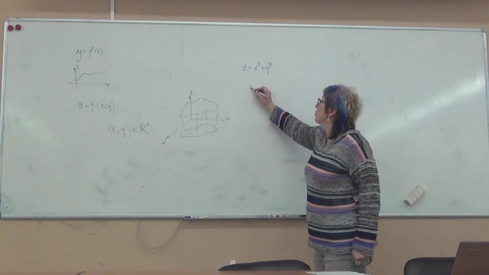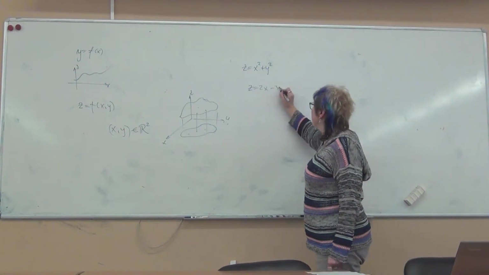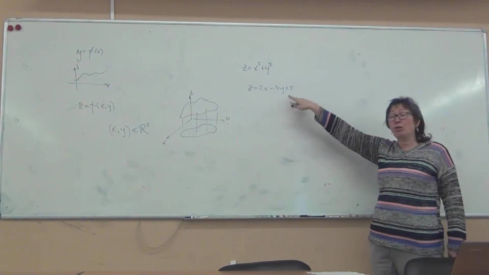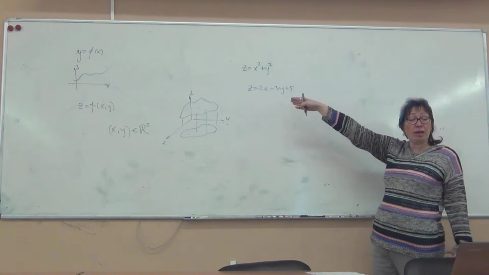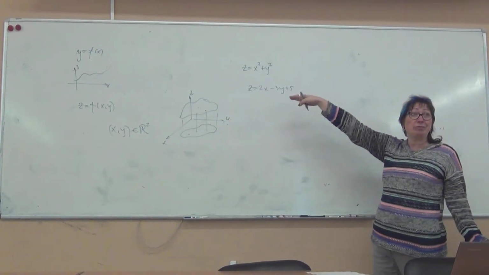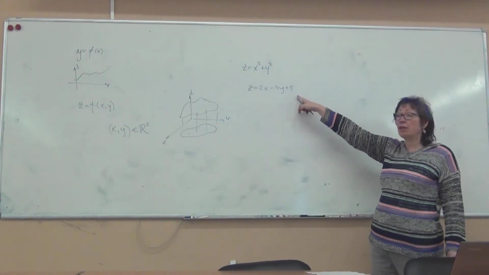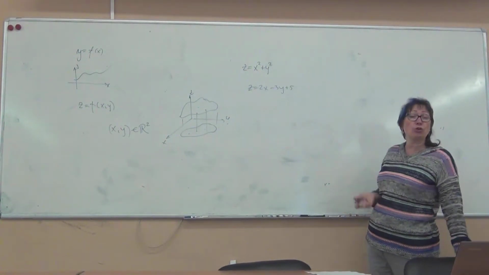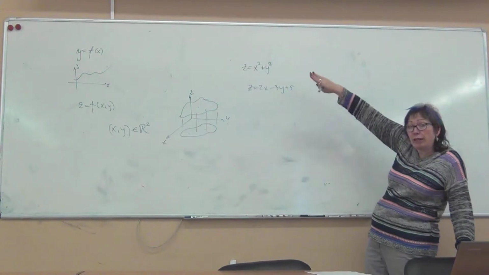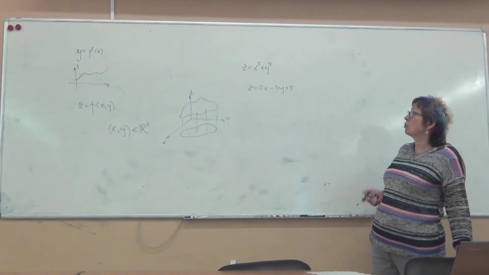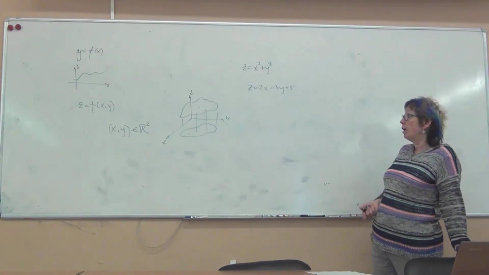I might have z equals 2x minus 3y plus 5. This would be a plane, because if we rearrange this, we get the traditional Cartesian equation of a plane: 2x minus 3y minus z equals minus 5. That's an equation of a plane. So it could be a flat roof, perhaps oblique, not exactly horizontal, but it could be anything.